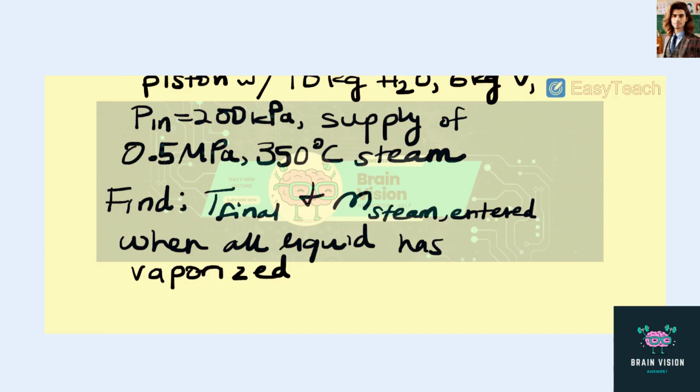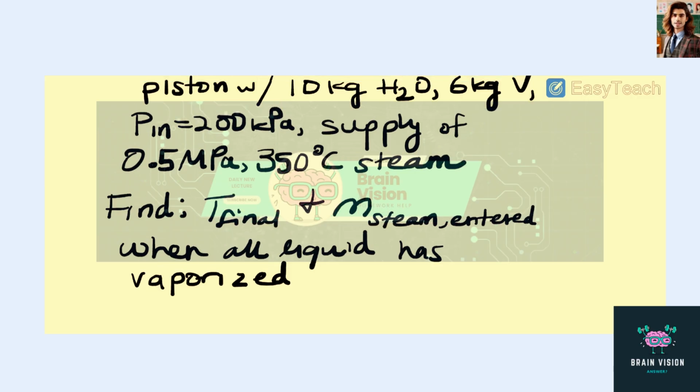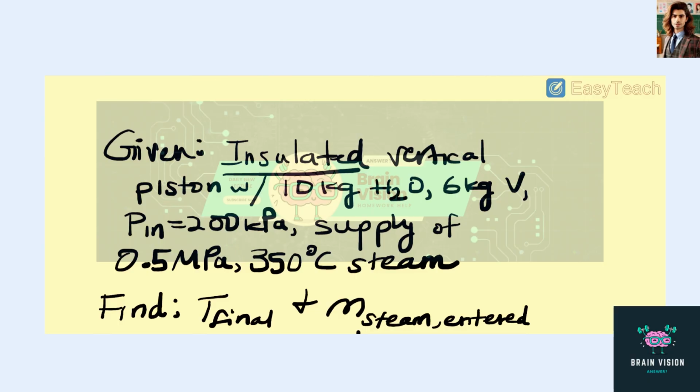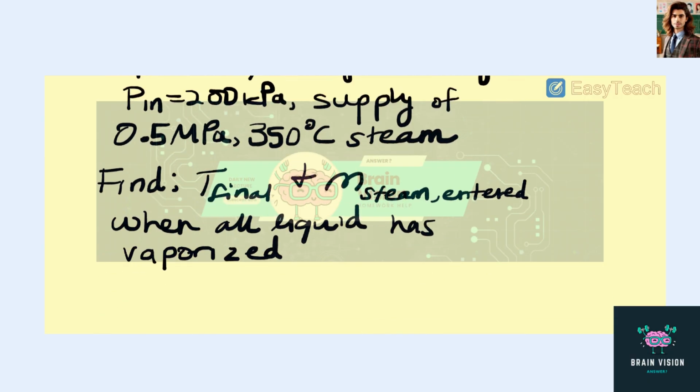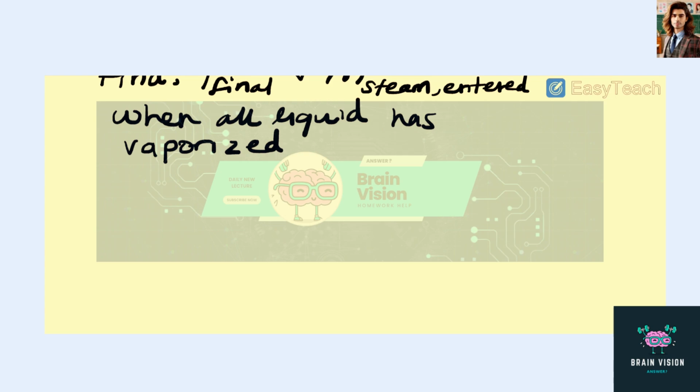Some of the assumptions that we're going to look at right now: we're going to assume that it's an unsteady process since the conditions within the device are changing. We're going to assume that the expansion process inside the piston is quasi-equilibrium. Kinetic and potential energy are negligible, and there are no work interactions aside from the boundary work. And we know that the device is insulated, so there's no heat transfer, and it's negligible. So what we're going to do first is find the properties of the steam.